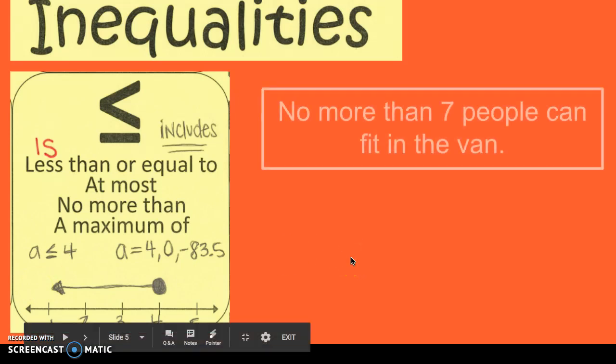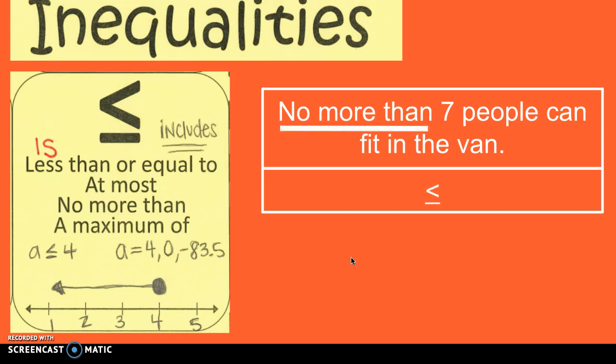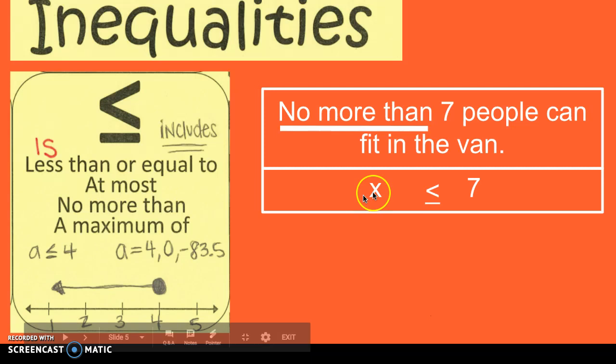As we look at the situation, we have no more than 7 people can fit in the van. So this phrase no more than indicates that we're going to use the is less than or equal to symbol. So x is less than or equal to 7. That means that 7 people could fit in the van, or any number less. So 6 people or 5 people, but the or equal to indicates that this could be 7 as well.